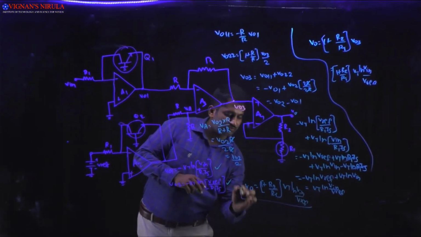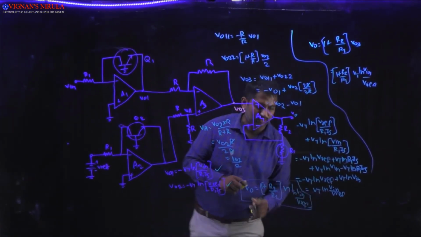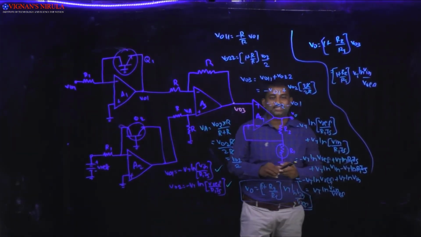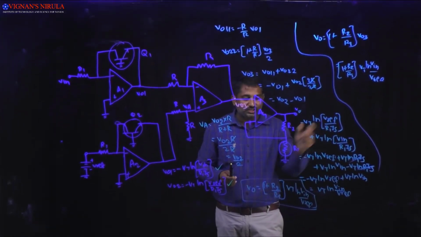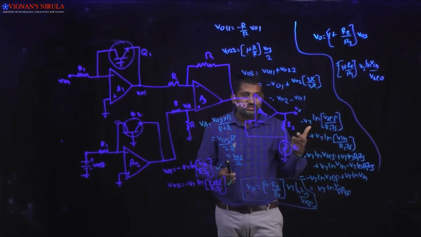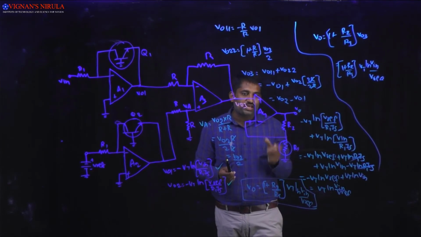If you observe this final output equation, if the temperature is changing, the VT value is changing and the RT value is also changing, so there will be no variation because of the temperature. Why? Because we have VT divided by RT.